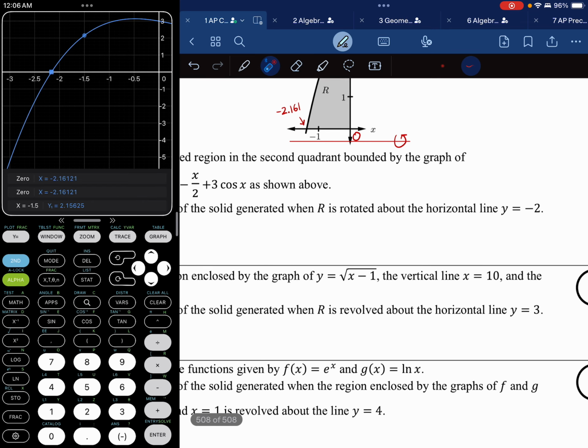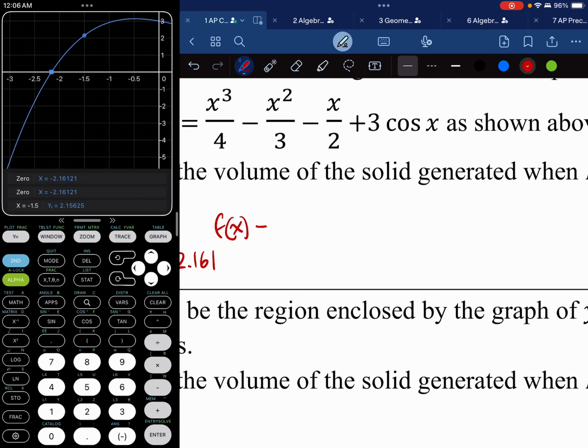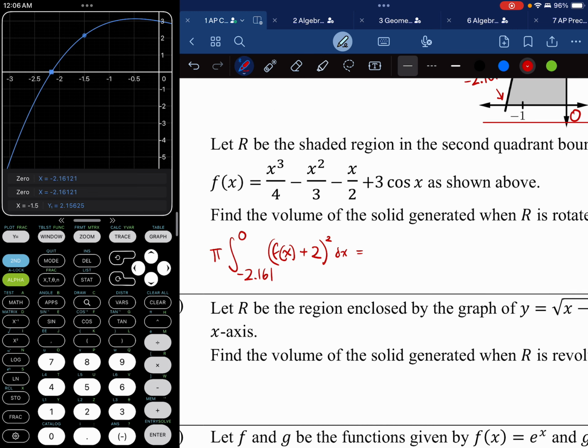So I'm rotating around y is equal to -2, which means I now have a double negative, and now I have permission to change it to a positive to that entire quantity squared, and then I multiply all of that by dx. So I just need to type this in, and I'm ready to go.